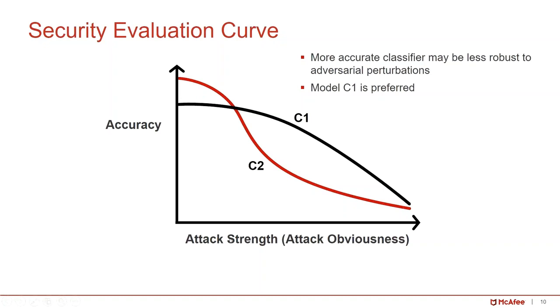The x-axis is the attack strength or attack obviousness, like how we can visualize the attack. And then the y-axis is the accuracy of the system. So the red curve is one system and the black curve is another system. You can see for the red curve, when we don't have attack, this system has higher accuracy. But when the attack strength gets stronger and stronger, the performance drops significantly.